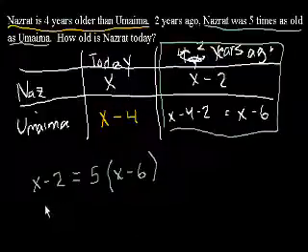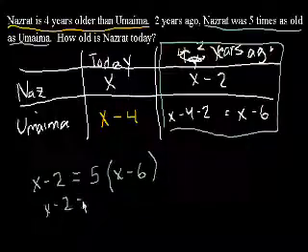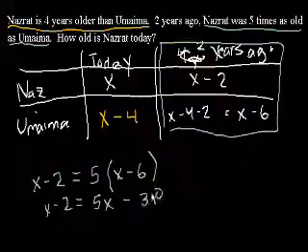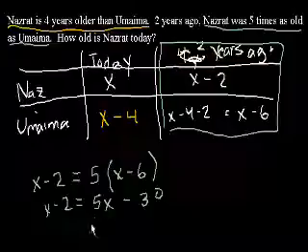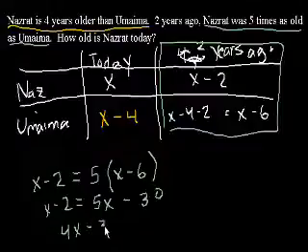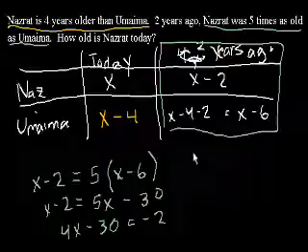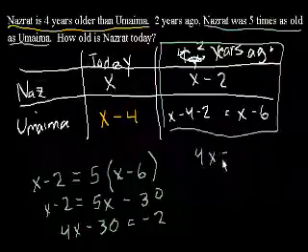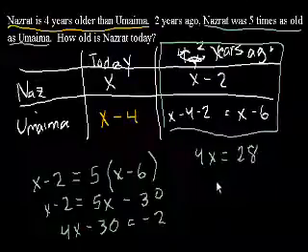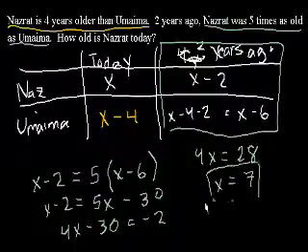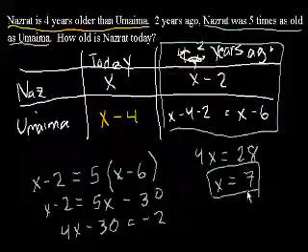Well, now we just solve for X. X minus 2 is equal to 5X minus 30. Now we could subtract X from both sides, and we could get 4X. I'm going to switch it around too, to hopefully confuse you more. 4X minus 30 equals minus 2. And then we get 4X is equal to 28. And X is equal to 7. So we solved the problem. Nusrat today is 7 years old.